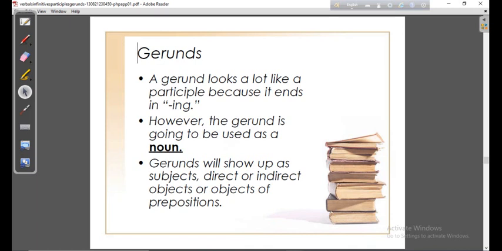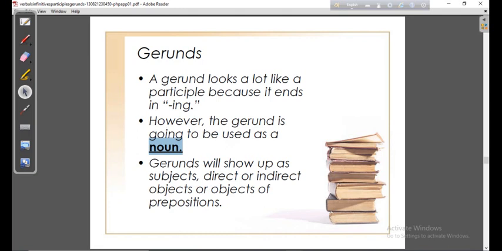So a gerund looks a lot like a participle because it ends in ing. Okay, it may blur you because present participle is the ing form of the verb and gerund is also the ing form of the verb. So what is the difference? The difference is that participle will work like an adjective. It will modify the noun. On the other hand, gerund is the noun. Okay, gerund is the noun, and that is why I have said verb plus ing working as a noun is called a gerund. However, gerund is going to be used as a noun. I have already said.